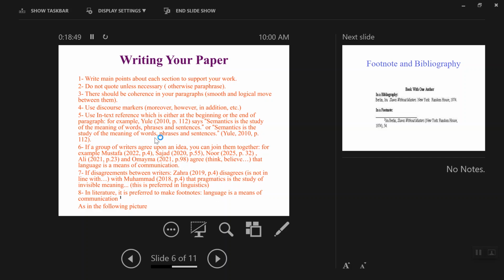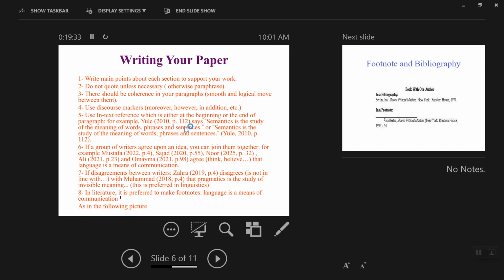Page 69. So here I have two choices, two options, which is either at the beginning or at the end of the paragraph. For example, Hart, 2009, page 69, says or classifies, or points out that we have 3 roles: 1, 2, 3. Okay, this is in this way. As here, Yule, 2010, page here, you see here, comma, page, full stop. You have to leave space here.